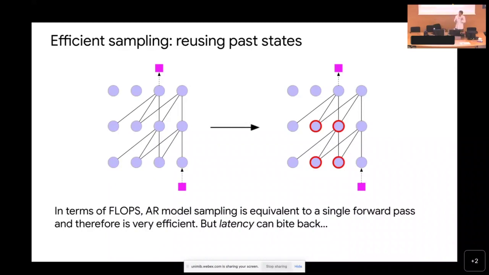Now, the big advantage of autoregressive models is that the number of flops you need to generate the whole image is just the number of flops you need to do a forward propagation through the whole model. That's actually the same in GANs, but in some models it's actually much more. Tim will talk about them.